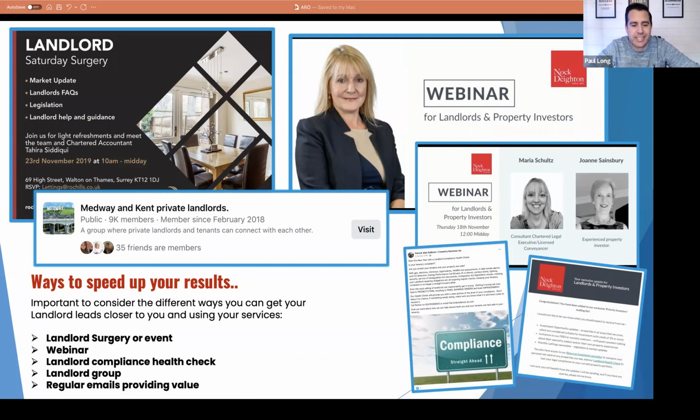It's important to consider the different ways you can get your landlord leads close to you and close to using your services. So these are some of the vehicles that I think you should consider using. So you've got the list, you've got the landlord name, number, and email address. Now you've got to look at ways to bring them close to using your services and taking them through that know, like, and trust quicker and quicker to coming to use your service. So let's have a look at some of these. We've got top left there, landlord surgeries.